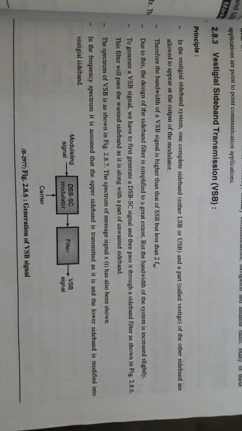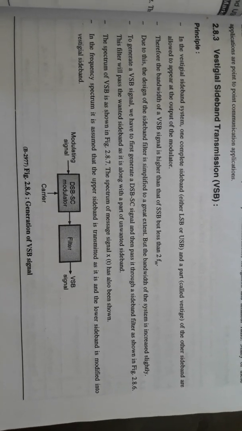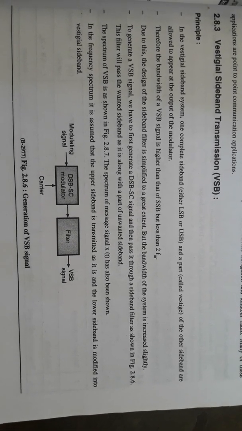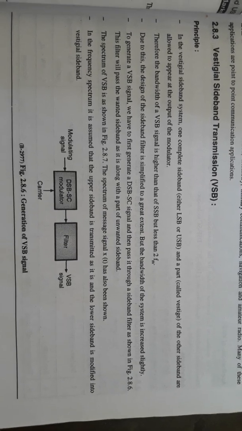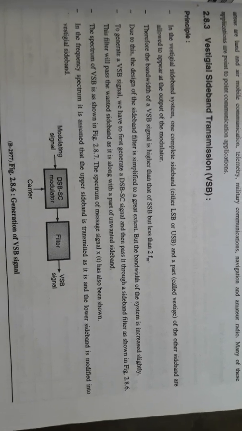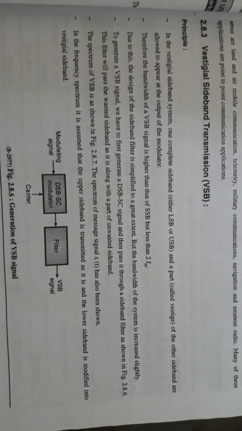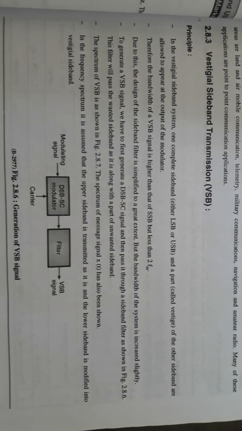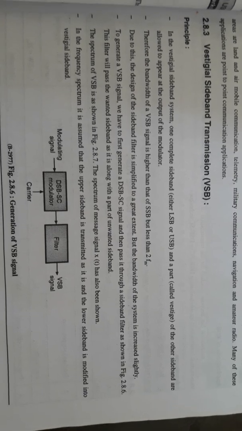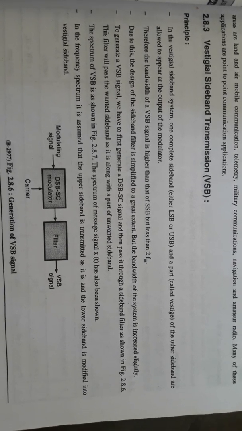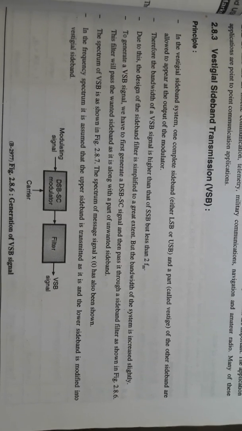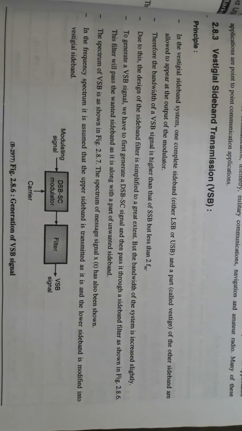It means that in this vestigial sideband system, one complete sideband, either LSB or USB, and a part of the other sideband, USB or LSB, is allowed to appear at the output of the modulator. If we do such a combination, the bandwidth of VSB is higher than SSB, but less than twice that of DSB. When we want to filter some part of one of the sidebands, we need a filter.